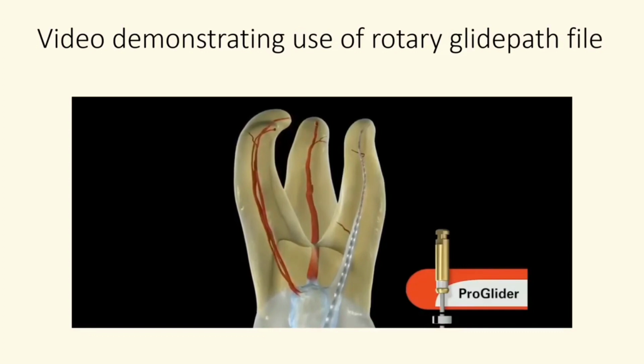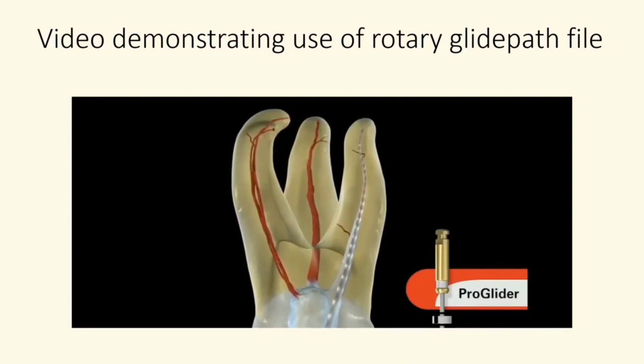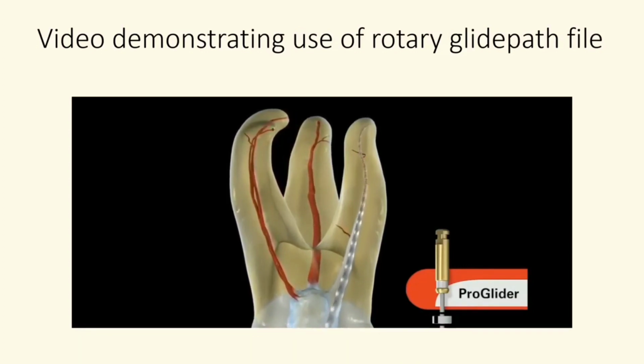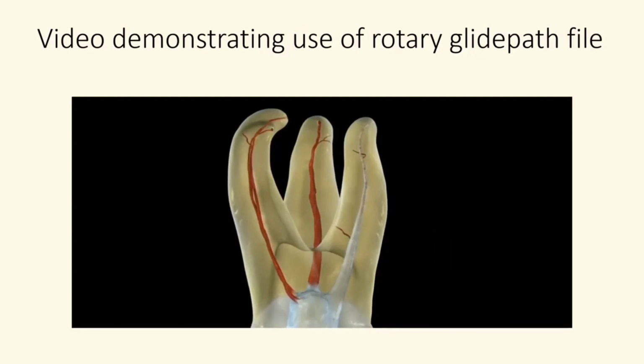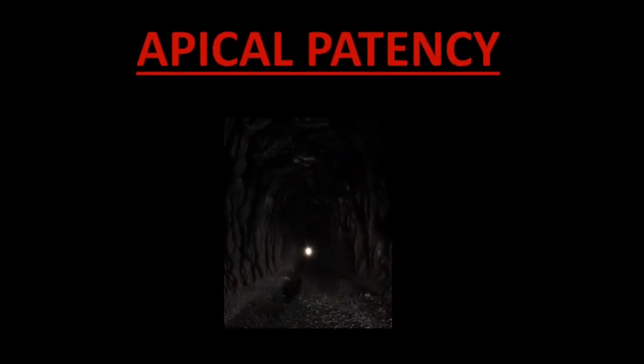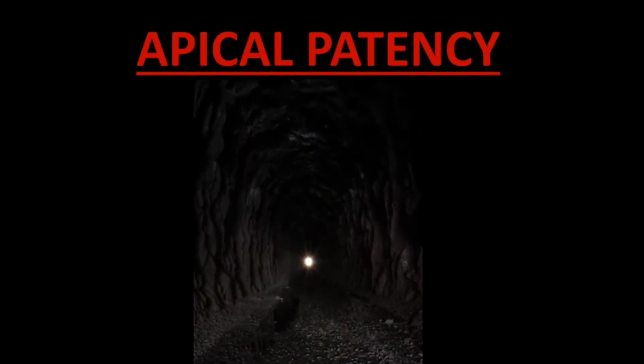This is a small video demonstrating the use of a rotary glide path file. This is the Glider file. Go in a small pecking motion. Don't go directly to the apex.